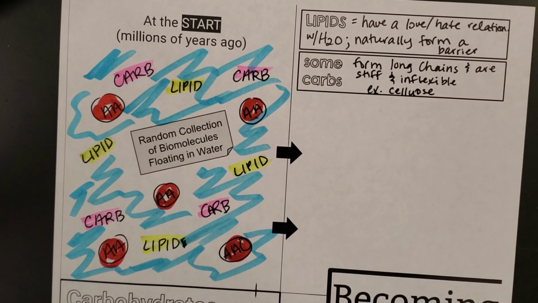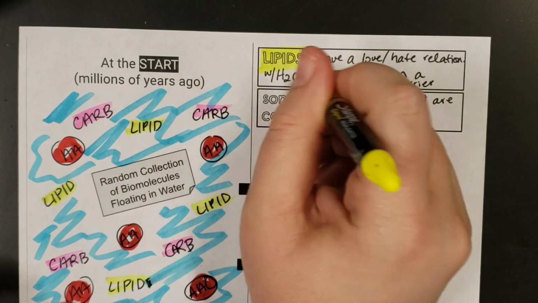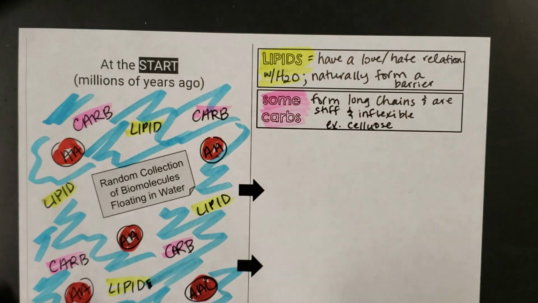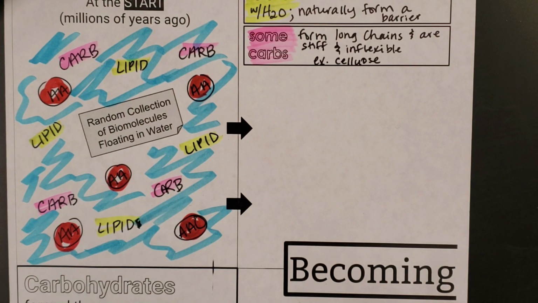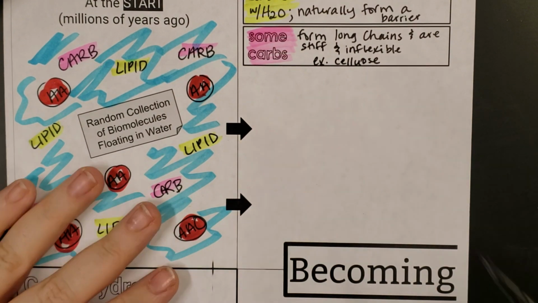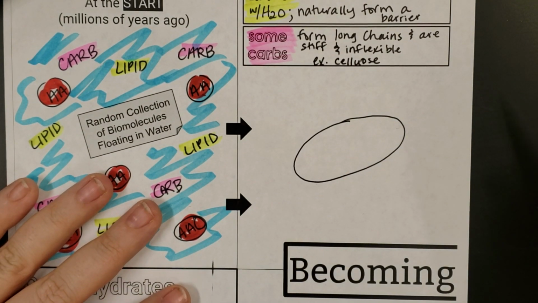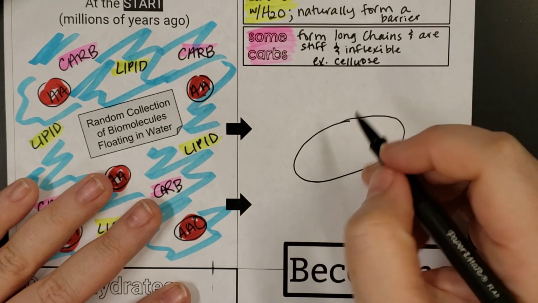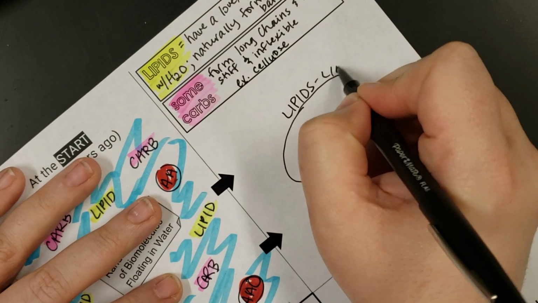Okay, so like I said before, we're going to be color coding. So we're going to take our lipids, it's going to be yellow. Our carbs are going to be pink. And then we're going to model what this looks like. Okay, and we're going to do it using words. So you're going to draw a circle, a fairly moderate sized circle. And since the lipids naturally form a barrier, we're going to form a barrier using the word lipids. So you're just going to write the word lipids over and over again.